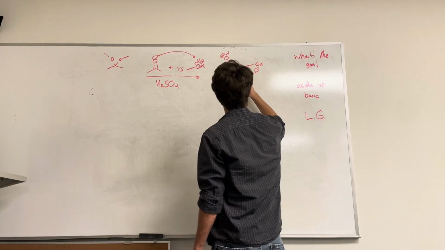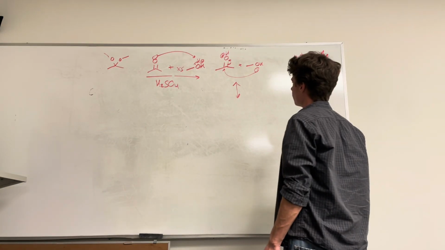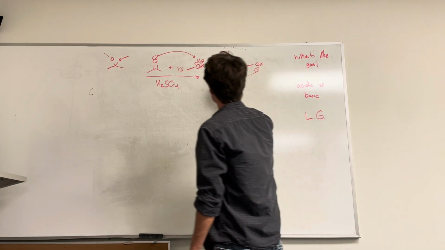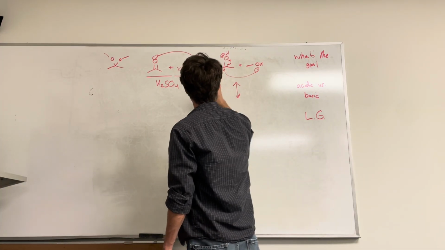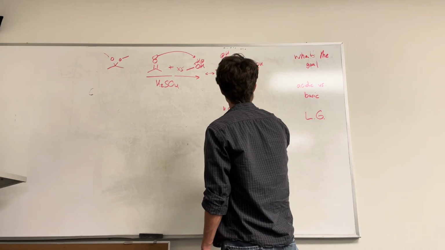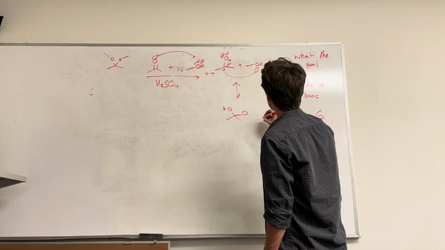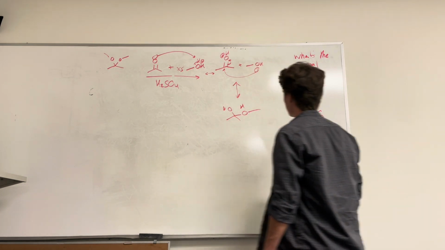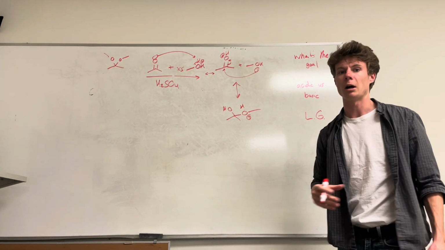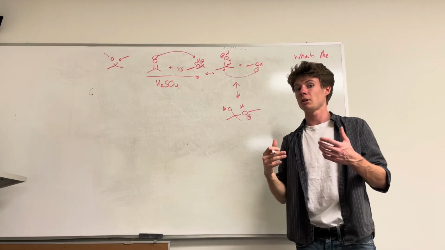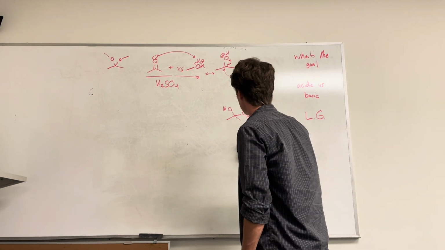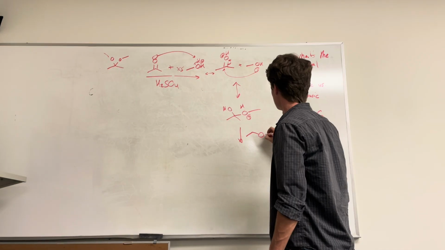Move those up. Because these are reversible, I'm going to be using double-sided arrows throughout my entire mechanism. Bump that up, and I attached that there. I have a positive charge. I want to deprotonate. So am I going to use methanol or am I going to use protonated methanol? I'm just going to use methanol to deprotonate.